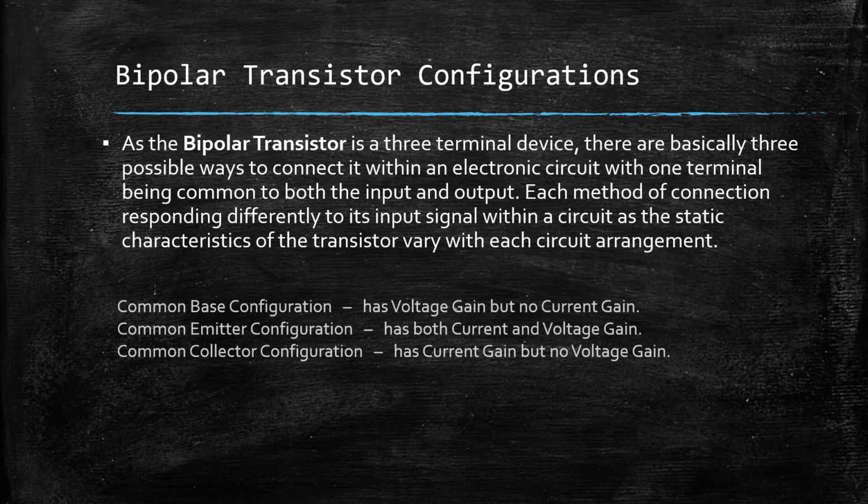The first one is the common base configuration. It has voltage gain but no current gain. The second one is the common emitter configuration. It has both current and voltage gain. The last is the common collector configuration. It has current gain but no voltage gain.